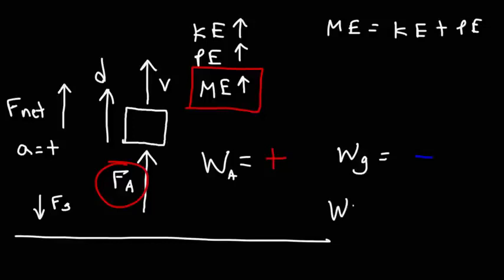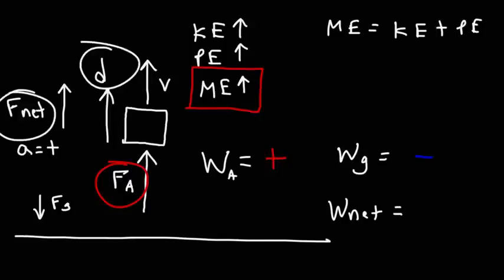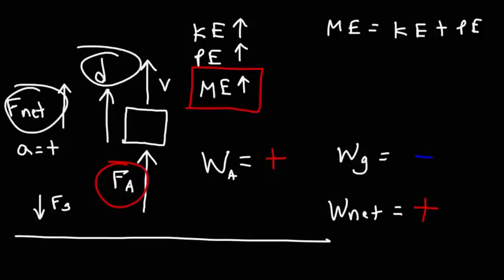Now what about the net work on the object? Is it positive or negative? Well, the net force is in the positive y direction, and it's in the same direction as the displacement vector, so the net work done on this object is positive. It's based on the direction of these two vectors.